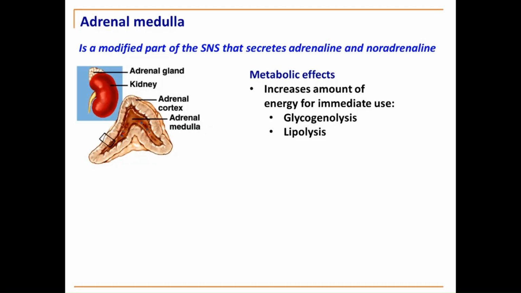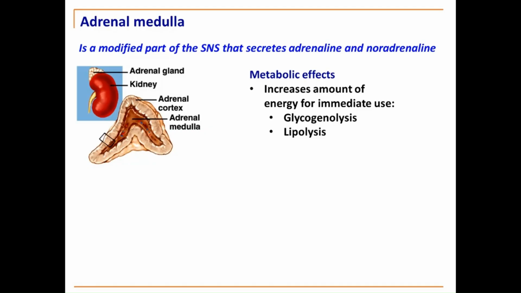It has metabolic effects, and some of those metabolic effects include glycogenolysis. So in the liver, it stimulates the breakdown of glycogen into glucose, which can then enter the blood and go to the tissues that require it. It stimulates in the adipose tissue the breakdown of triglycerides into fatty acids and glycerol, and the fatty acids obviously can be used as an energy source. And in the skeletal muscle, it stimulates the breakdown of glycogen again, so that energy can be used for that skeletal muscle cell itself.